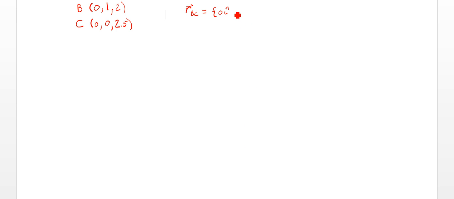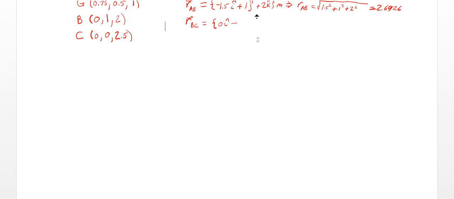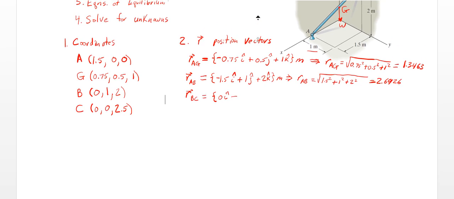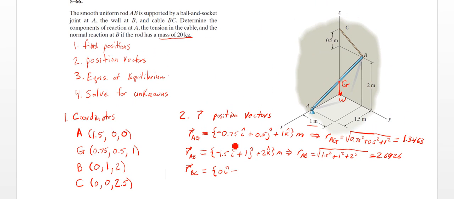Alright, so I'm going to make that a negative. Let me scroll back up so you can see the picture. It's going to be negative 1J, and then in the Z direction it's 0.5K. So RBC is going to be the square root of 1 squared plus 0.5 squared. So that equals 1.118. Alright, so there's our position vectors.